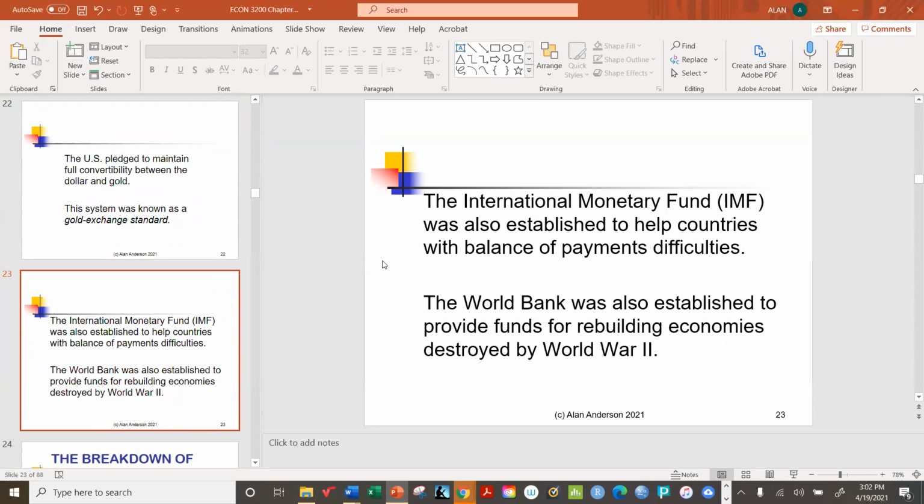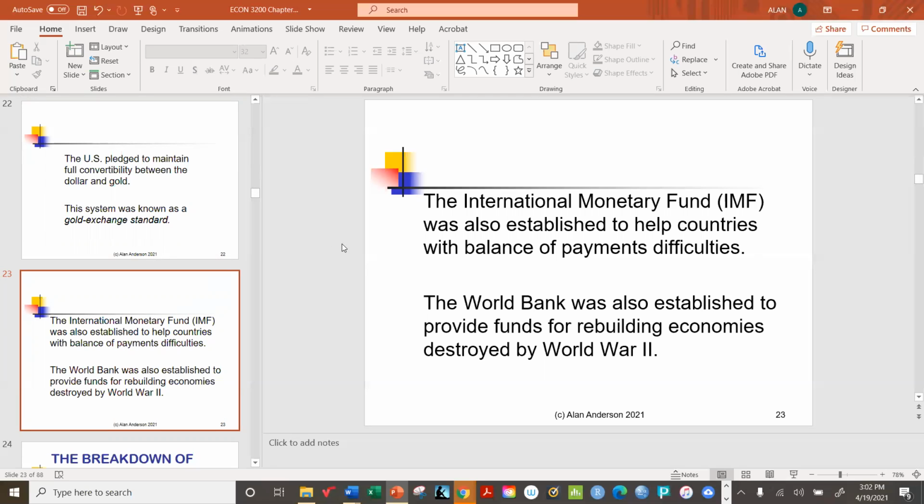Now, at the same time, though, the International Monetary Fund was established to help countries, rebuilding countries with balance of payments difficulties. They mainly lent them money as they needed it. And the World Bank was also established to help provide funds to economies that were rebuilding after World War II.